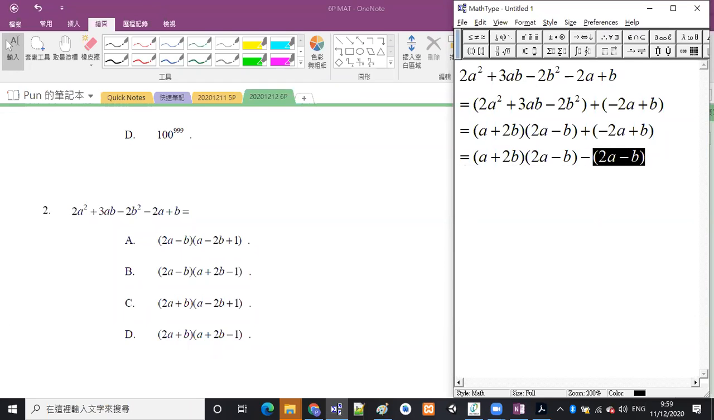Okay? And this factor and this factor will be a common factor. So we should take out the common factor and then write down the remaining factor. From the first group, it is a plus 2b. And then the connection is minus. And from the second group, we have already taken out everything. So we just write down a 1 for this. Can you get this? Okay, so that is the answer. And the answer is option B.